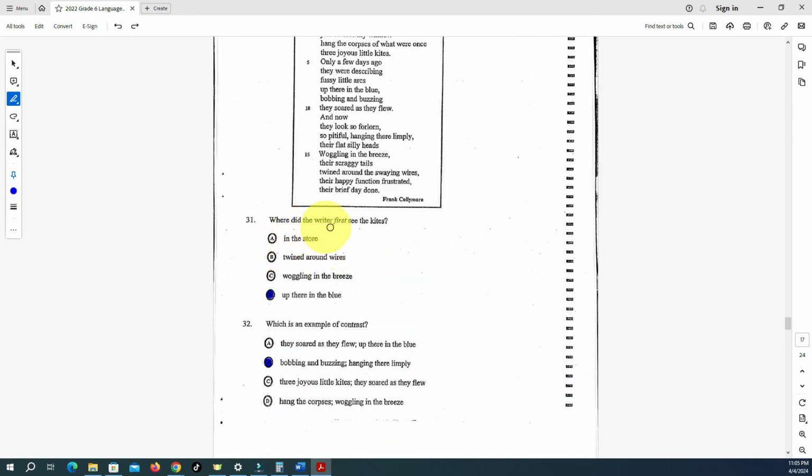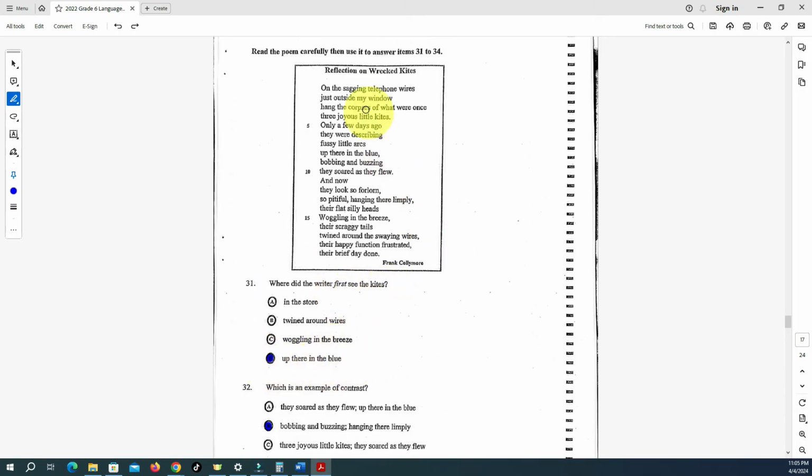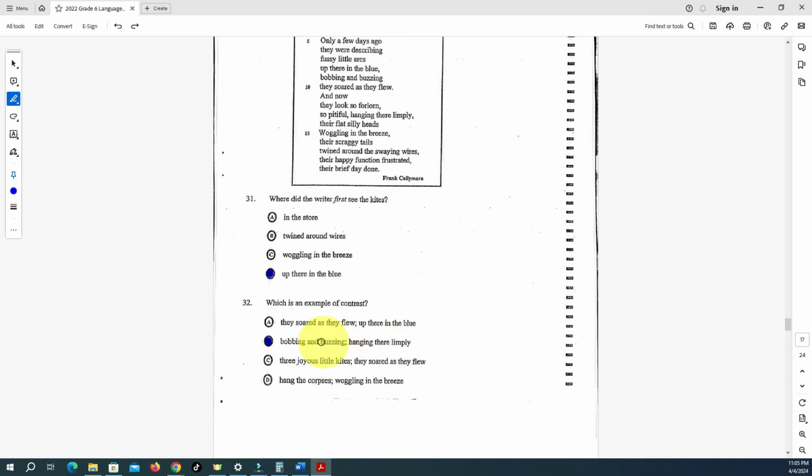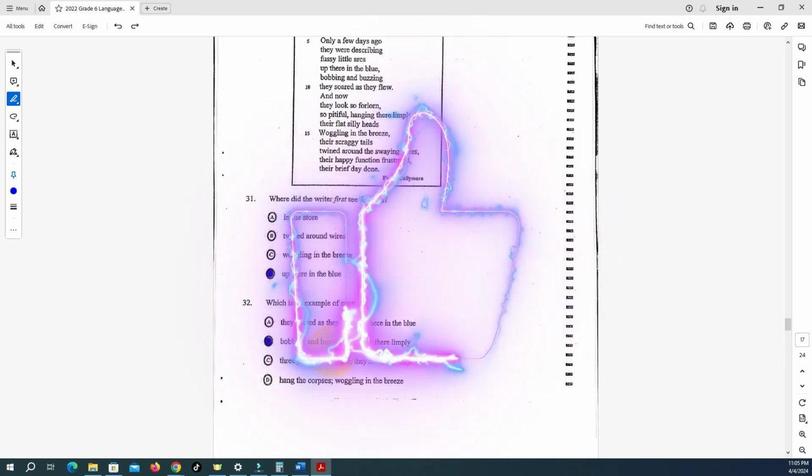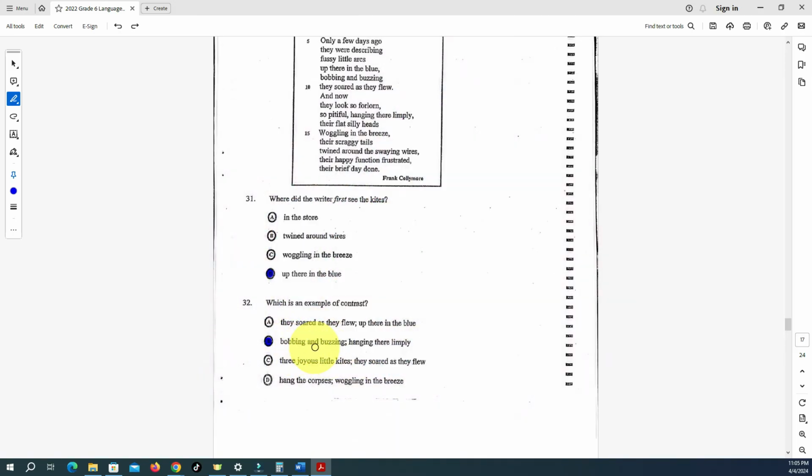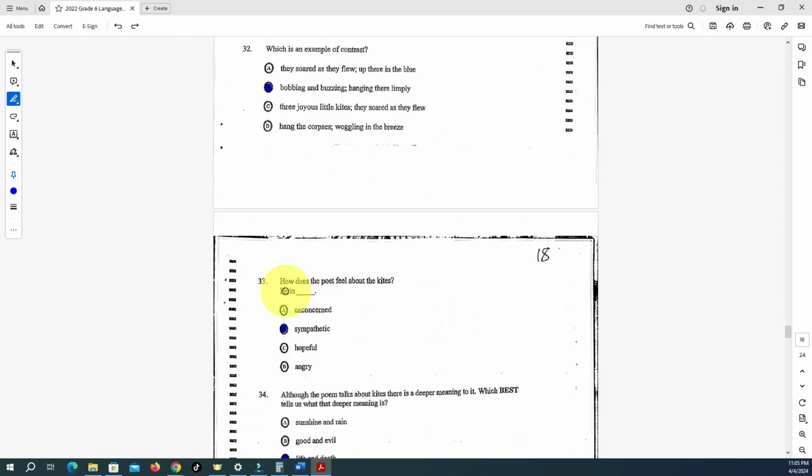All right, so where did the writer first see the kites? First saw them in the blue, like what it says up there, in the blue. All right, which is an example of contrast? I say bobbing and buzzing, because if you're looking at bobbing and buzzing, sometimes you're up, sometimes you're down. So to me, that's contrast.